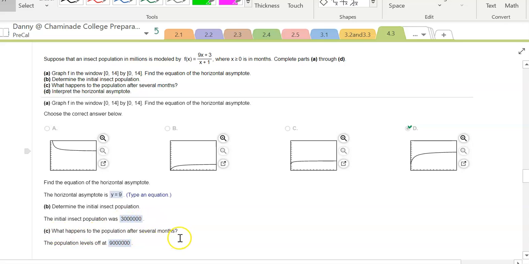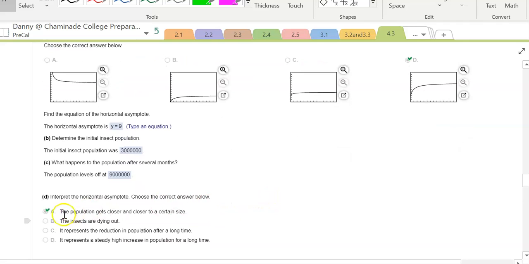What happens to the population after several months? And so this is where we're kind of looking back at this horizontal asymptote. So that's what's happening here. This population is going to plateau at 9 million. So whatever this horizontal asymptote is going to be directly affecting that answer. And then basically, what is the definition of a horizontal asymptote? And that's what we have here. Population gets closer and closer to a certain size.